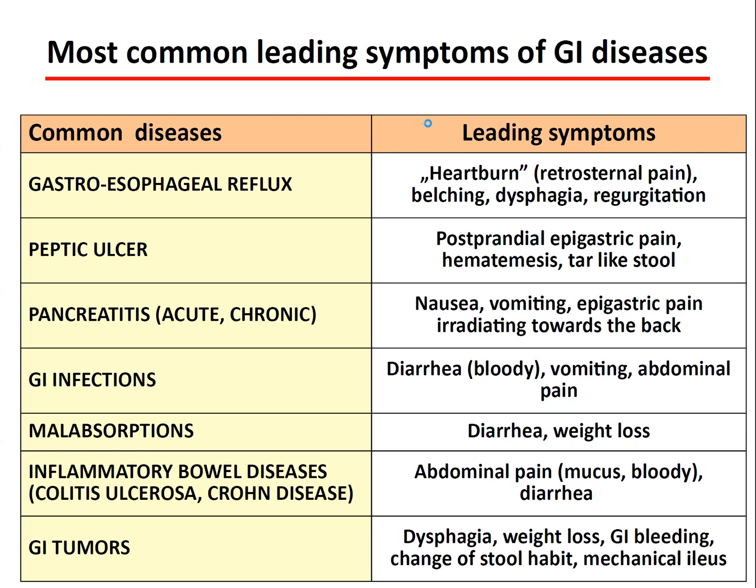And GI tumors are an important aspect of the GI diseases that can present as dysphagia, weight loss, GI bleeding, usually occult or chronic, very low grade bleeding, or change of the stool habit, which can be obstipation changed by diarrhea. And mechanical ileus can develop in this patient because the tumor is obliterating the GI tract. So this all can be the symptoms.